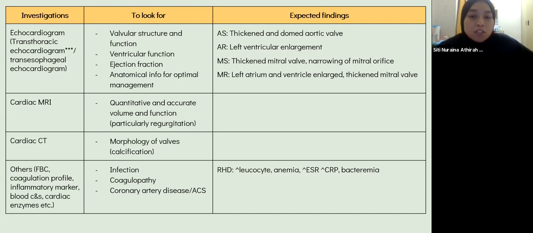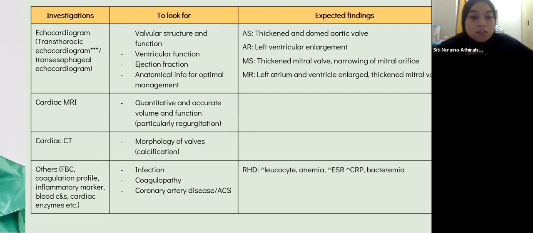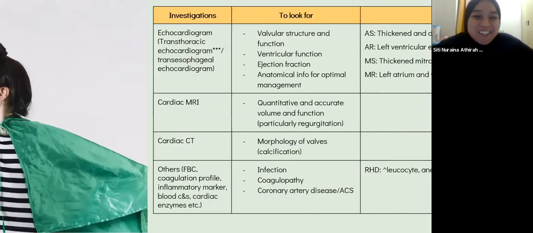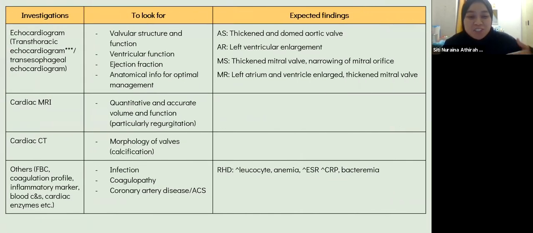And for expected findings, for example, in aortic stenosis, we can have thickened and domed aortic valve. Okay, next we can also order cardiac MRI to look for quantitative and accurate volume and function measurement, particularly regurgitation. Okay, so next is cardiac CT to look for morphology of valves, basically for classification. So is it fully closing the opening, or is it only fusion of the leaflets and so on.